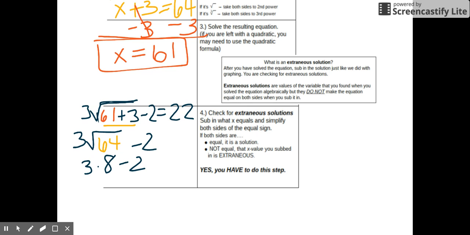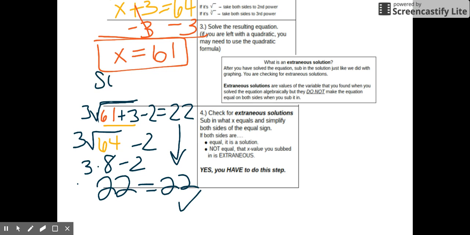And then I could type this whole thing in my calculator. 3 times 8 minus 2. Well, 3 times 8 is 24. 24 minus 2 is 22. Then I bring down the other part. Is 22 equal to 22? It is. So x equals 61 is a solution.